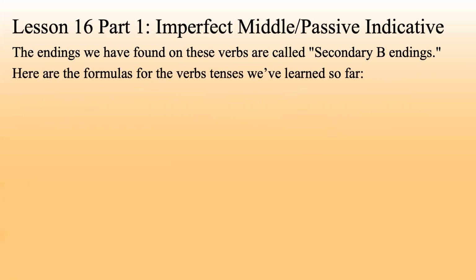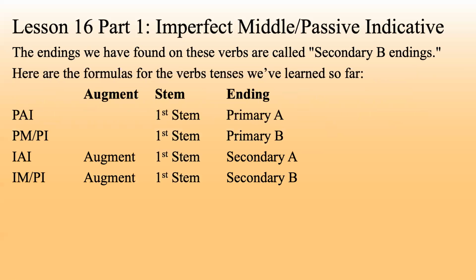So here are the formulas for the verb tenses we've learned so far. In the present active indicative: no augment, first stem, primary A. For the present middle passive indicative: no augment, first stem, primary B. For the imperfect active indicative, we have augment, first stem, secondary A. For the imperfect middle passive indicative, we have augment, first stem, secondary B.